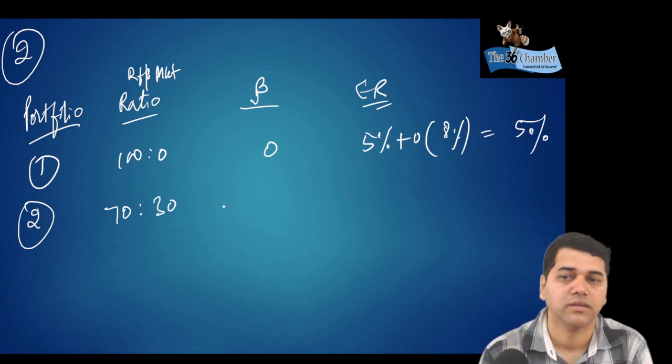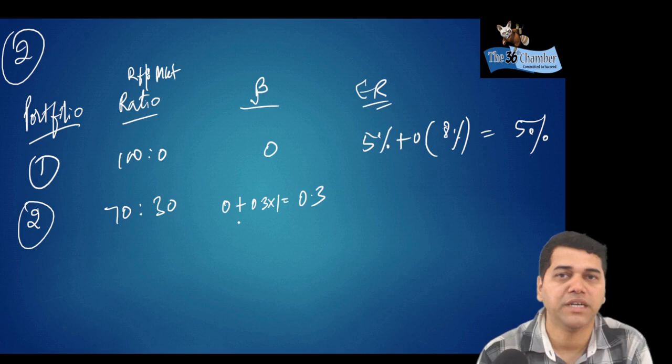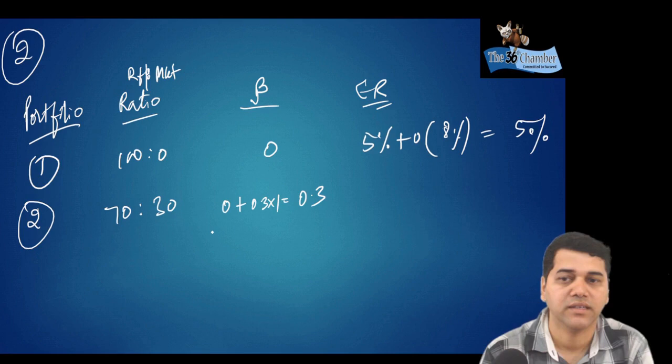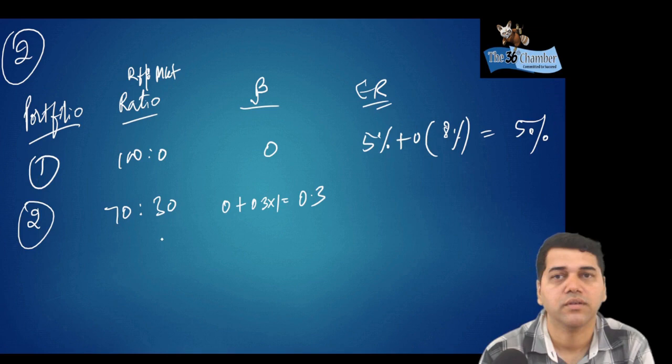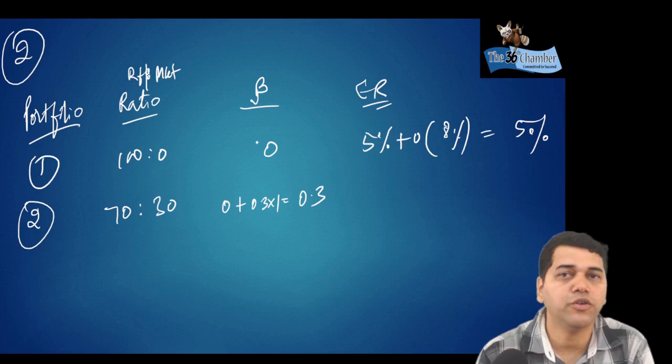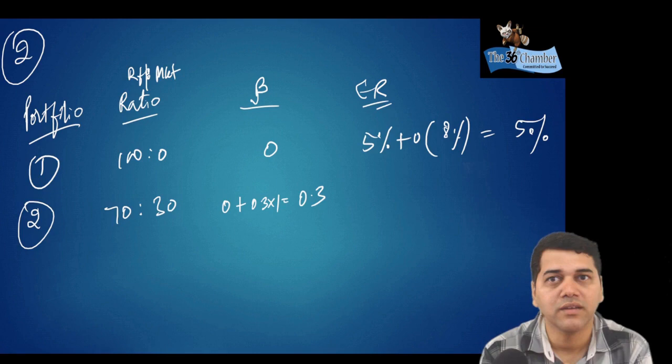It is 0 plus 0.3 into 1, no. Beta of the market is what? 1. Beta of the risk-free is 0. So if the ratio of weight is 70-30, see, second portfolio is what? 70 is risk-free, 30 is market. Now you have to calculate the beta. The moment you have invested 70-30, you get one portfolio there. And what is the portfolio beta? How to calculate the beta of the portfolio?